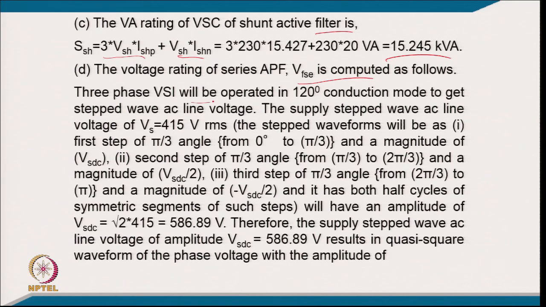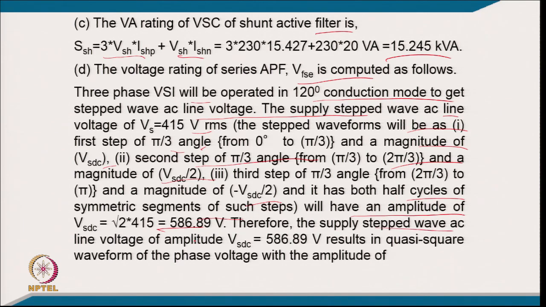So, 3 phase VSI will be operated at 120 degree conduction mode to get the step waveform, and supply step waveform will be of S equal to RMS. So, step waveform will be of pi by 3, angle 0 to pi by 3, and magnitude of VDC. Second step pi by 3 to 2 pi by 3 of 2 VDC by 3, and third step typically of minus VDC, and it has a half wave symmetry, such will have amplitude of typically this.